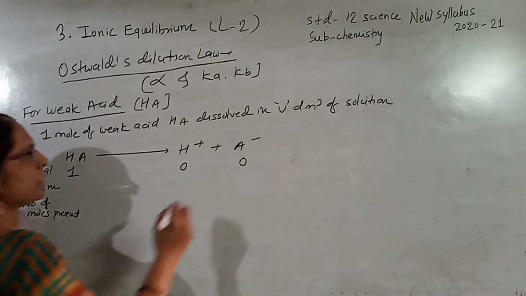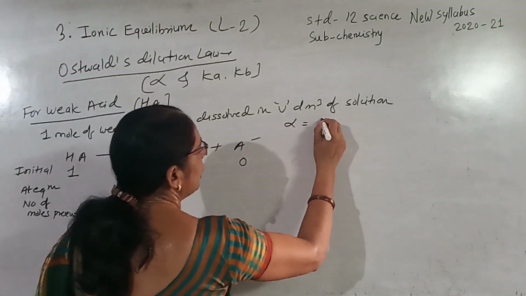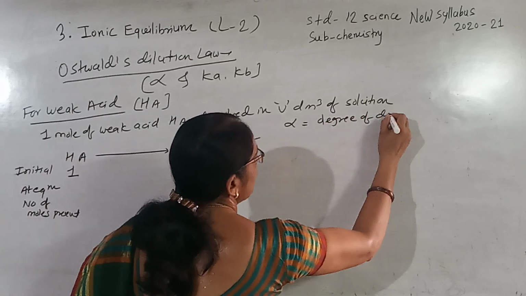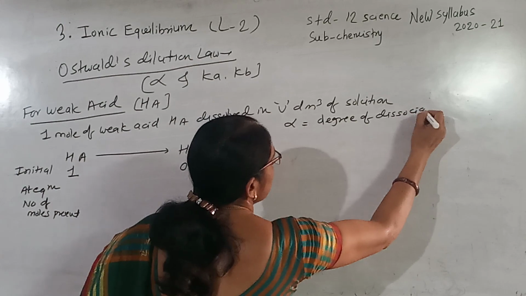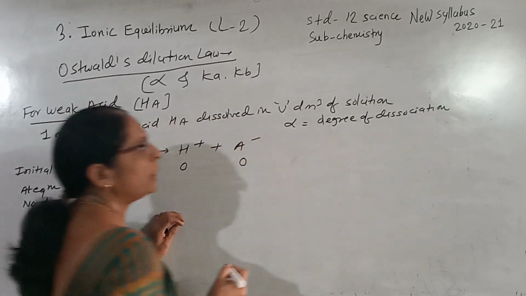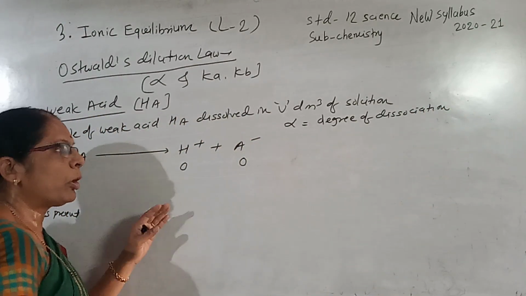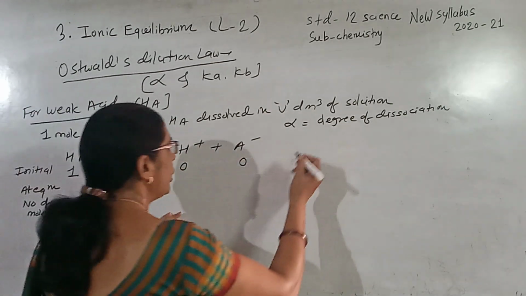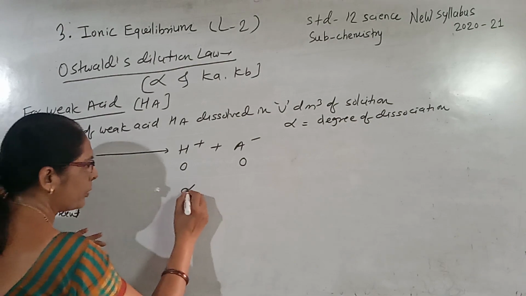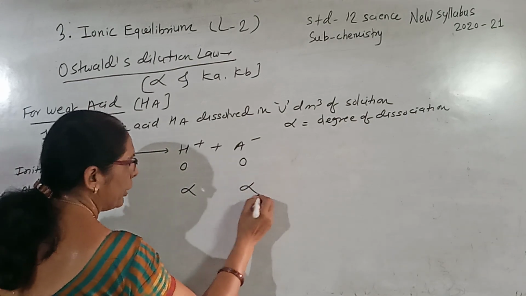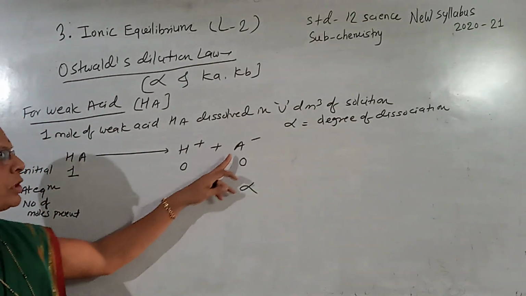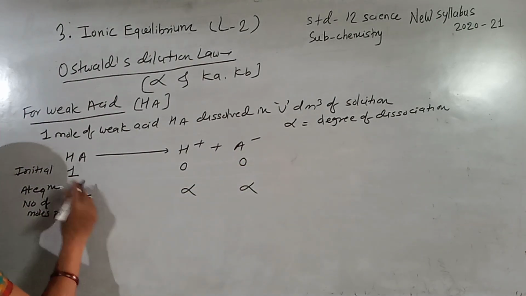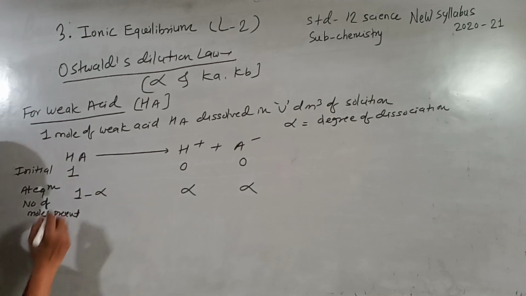For this we consider that alpha is the degree of dissociation. Degree of dissociation indicates the number of moles of the ions which are dissociated out of the total moles. So if alpha is the degree of dissociation of H plus and of A minus, then the number of moles which is undissociated is 1 minus alpha.